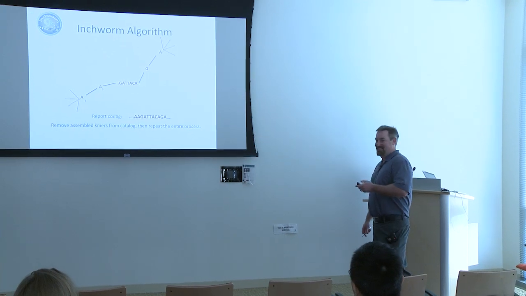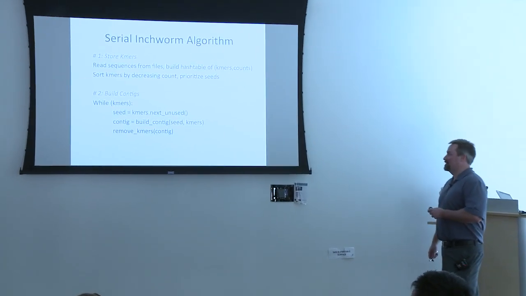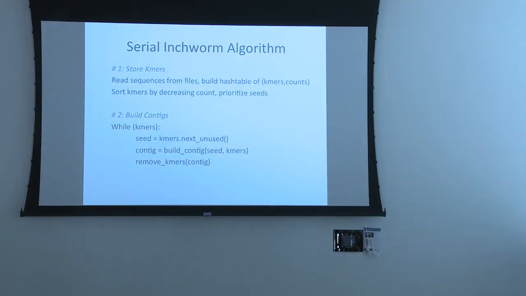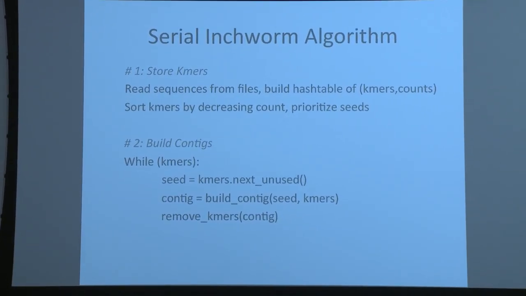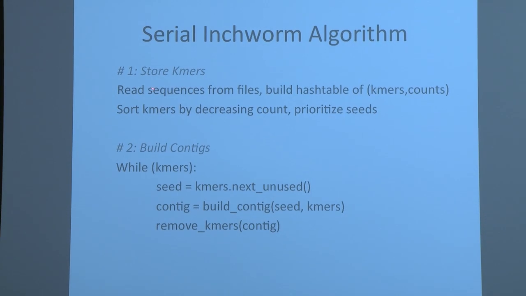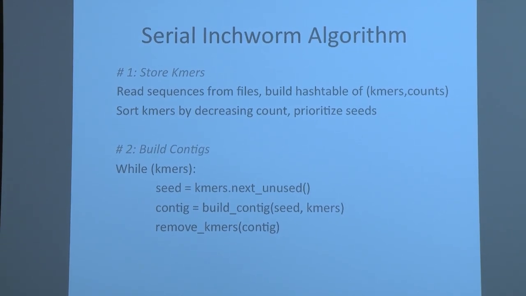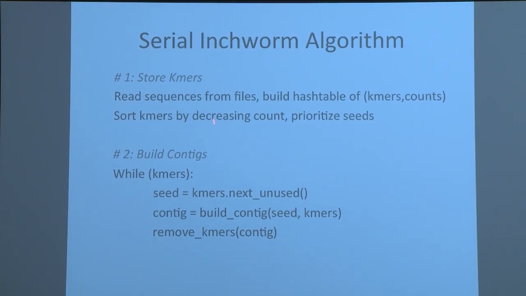All right, so this whole process can be described in just a few lines of pseudocode. We divide it into two processes. In the first process, we're just trying to get all the data into RAM in the form of these k-mers in our k-mer catalog. So we read all the sequences from the files, build this big hash table, and then sort the k-mers by decreasing count. That's the way of building our prioritization of the k-mers.